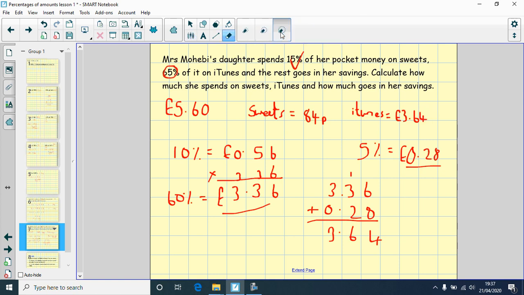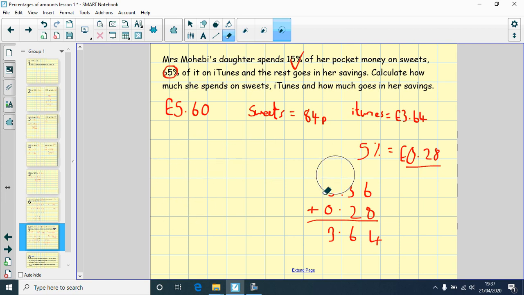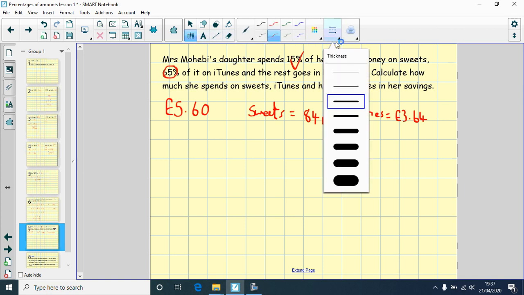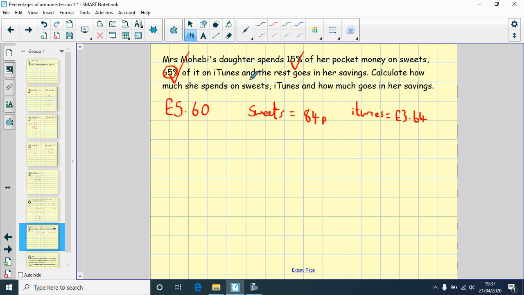Let's see how much goes in her savings. So I'm just going to rub out my calculations there. Okay, so put my pen back on. So the question is now she's done 65% on iTunes, we've done that, and the rest goes in her savings. Calculate how much she spends on sweets, iTunes, and how much goes in her savings. We've got the sweets, we've got the iTunes, now let's see how much goes in her savings.